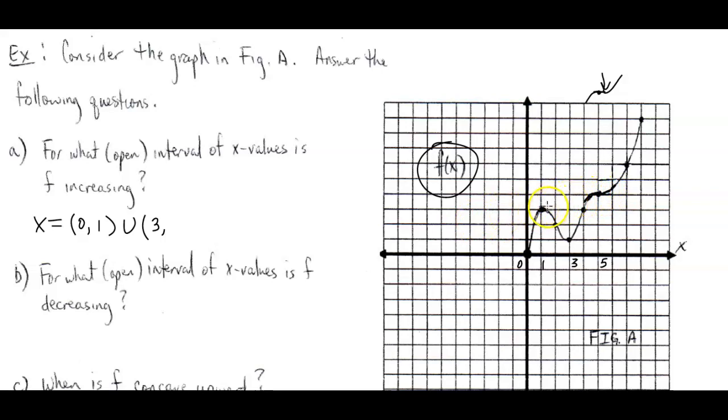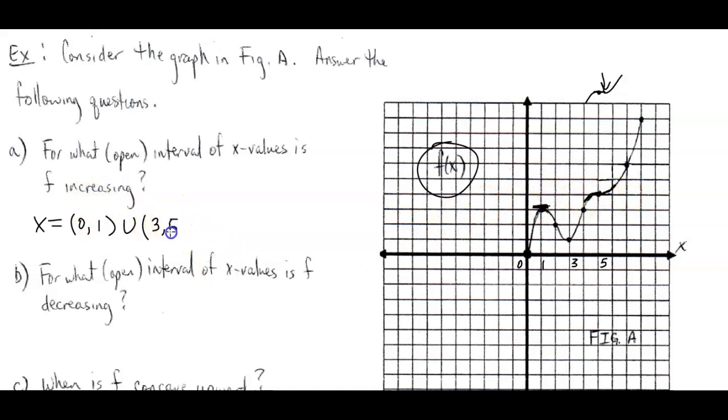And notice here at x equals 1, right at x equals 1, we have a point that could have a horizontal tangent line as well. And notice that we did not include 1 in this interval of x values where it's increasing, okay? Because this flattens out, I can't include that either.